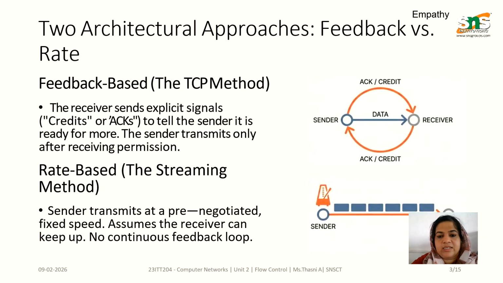There are two architectural approaches, feedback versus rate. The feedback based is what we call the TCP method. The receiver sends explicit signals like credits or acknowledgements to tell the sender it is ready to move. The sender transmits only after receiving the permission. Whereas in the rate based streaming method, the sender transmits at a pre-negotiated fixed speed, and it assumes the receiver can keep up, and there is no continuous feedback loop. So this is the main difference between these two approaches.